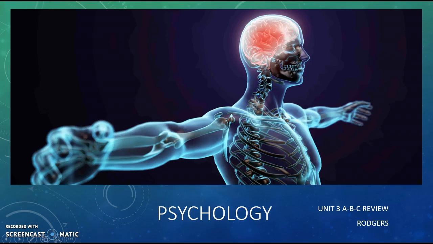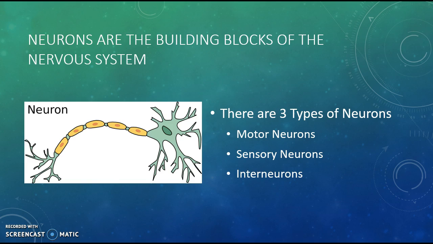Okay, hi psychology friends. We're going to talk today about Unit 3 A, B, and C because we've got a test coming up. So let's take a look at what we've covered and review. As you know, this is the biological basis for our behavior, and we'll be talking a lot about the brain and its basic building blocks.